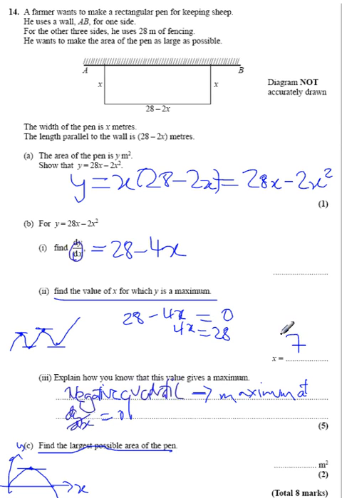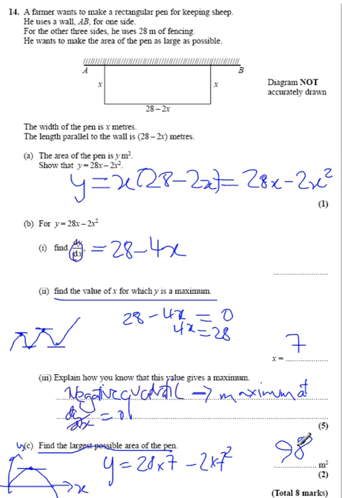Having got this, we know that the maximum possible value of y occurs when x is 7. So to work out what that value of y is, we put 7 back into the original equation, 28x minus 2x squared. So the maximum area y equals 28 times 7 minus 2 times 7 squared, and we get 98.